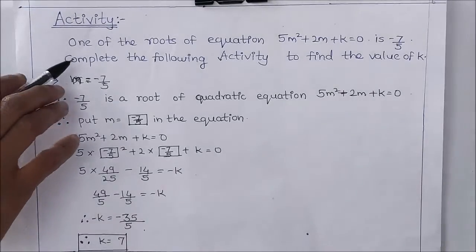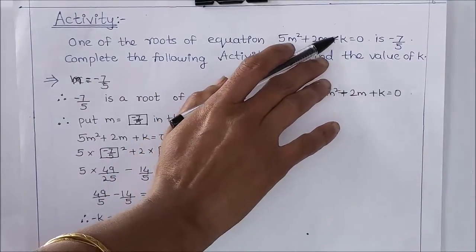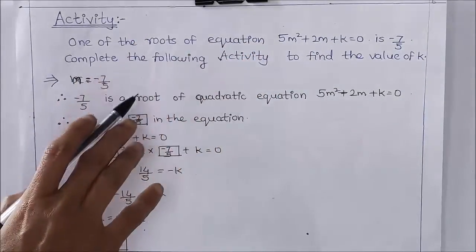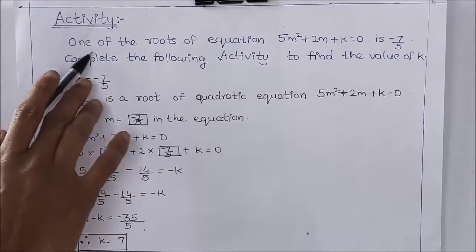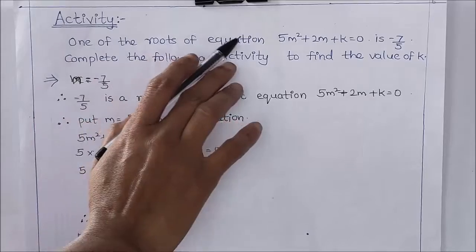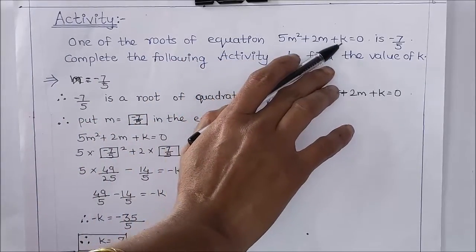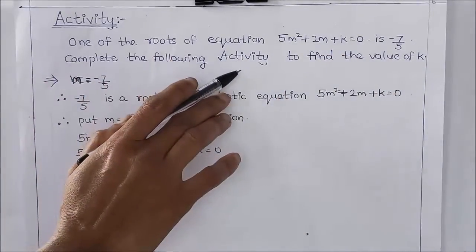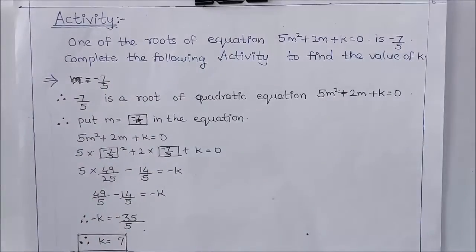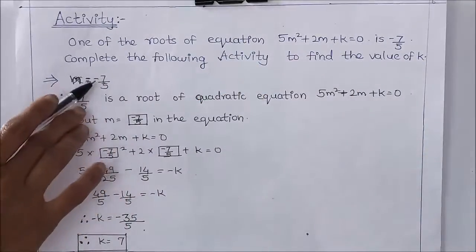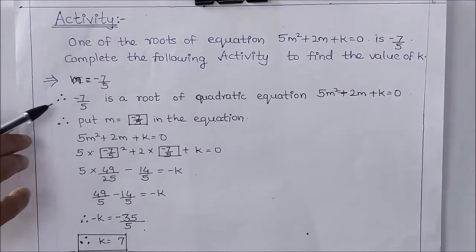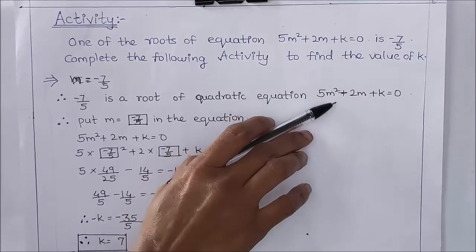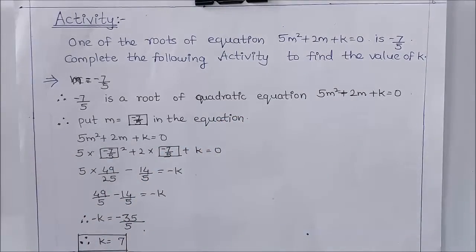Now we will study how to find the value of k when one of the roots is given. One of the questions given is: one of the roots of the equation 5m square plus 2m plus k equals 0 is minus 7 by 5. Complete the following activity to find the value of k. Here one of the roots is given, minus 7 upon 5. Therefore minus 7 upon 5 is a root of the quadratic equation. The given quadratic equation is 5m square plus 2m plus k equals 0.